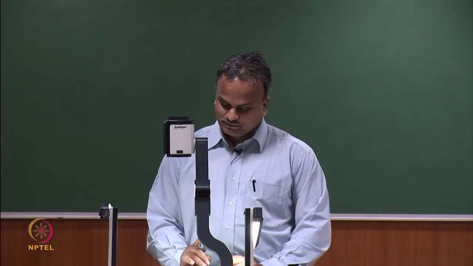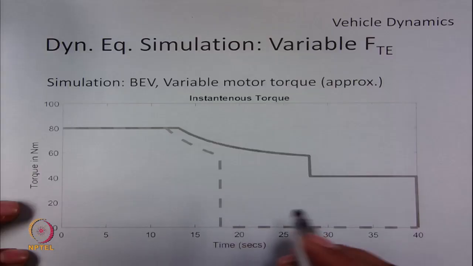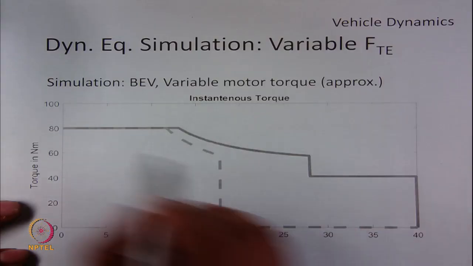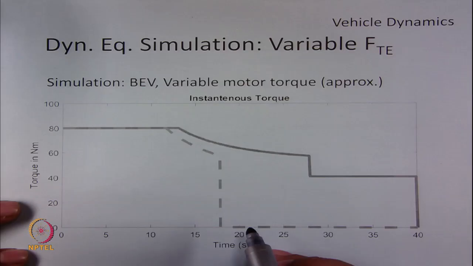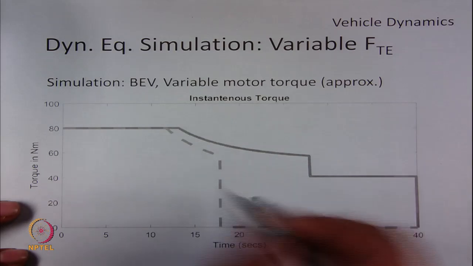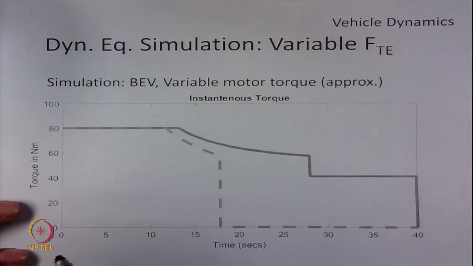So, let us see the graph of velocity with respect to time. The bold graph is the exact graph that we have seen just some time back, and this dotted graph is the approximate graph of velocity with respect to time. So, you can see that the velocity comes to 0 in constant speed mode.